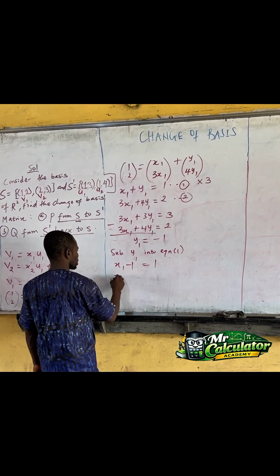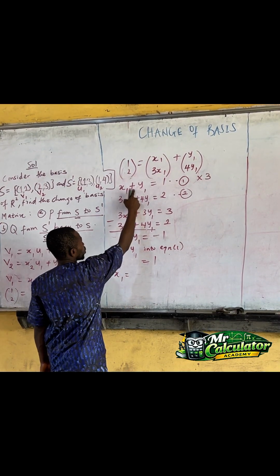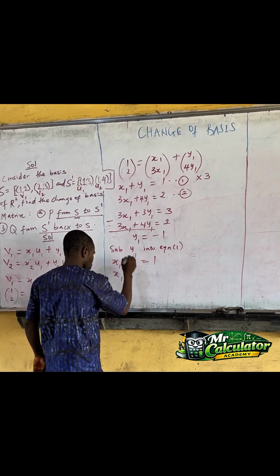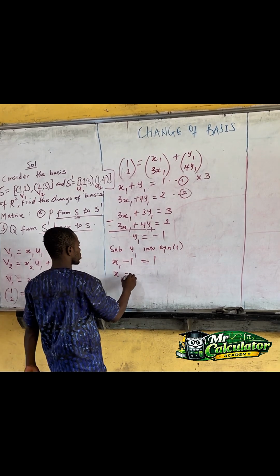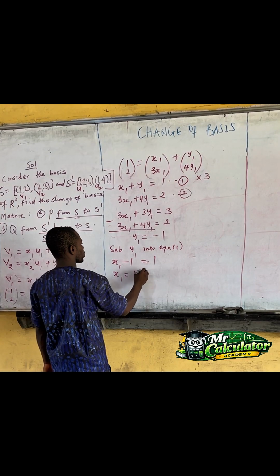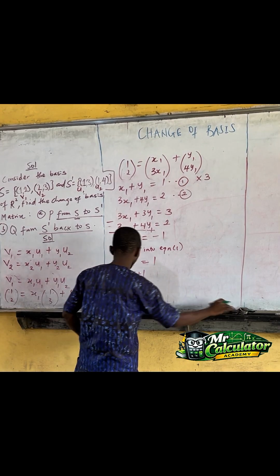Collect like terms. x1, this is minus 1, x1 plus y1. But because my y1 is minus 1, it will now be minus 1. I'm very sure it's clear. Equal to 1. So collect like terms. It will now be 1 plus 1. So x2 equal to what? 2. I've gotten my x2 as 2.